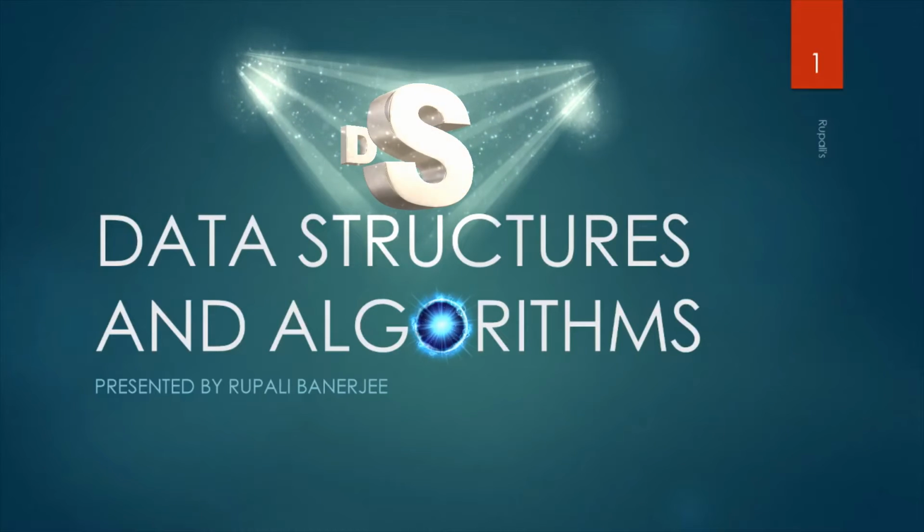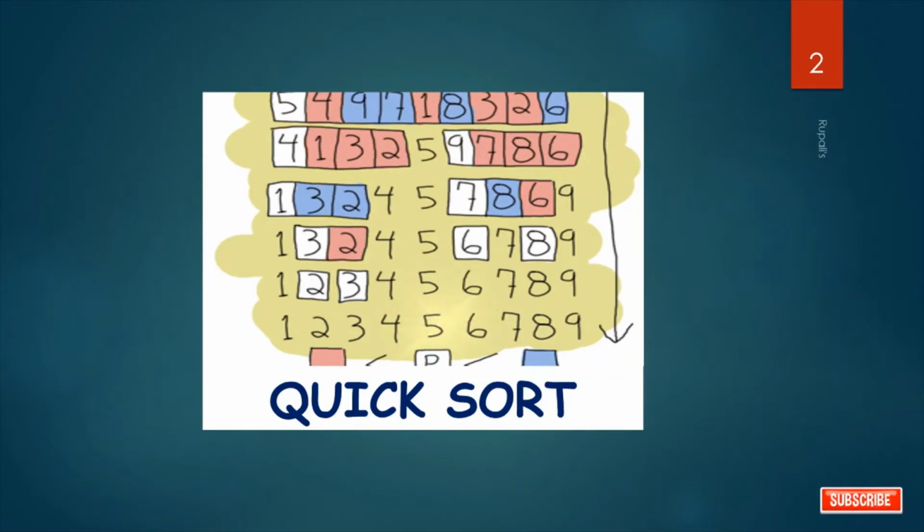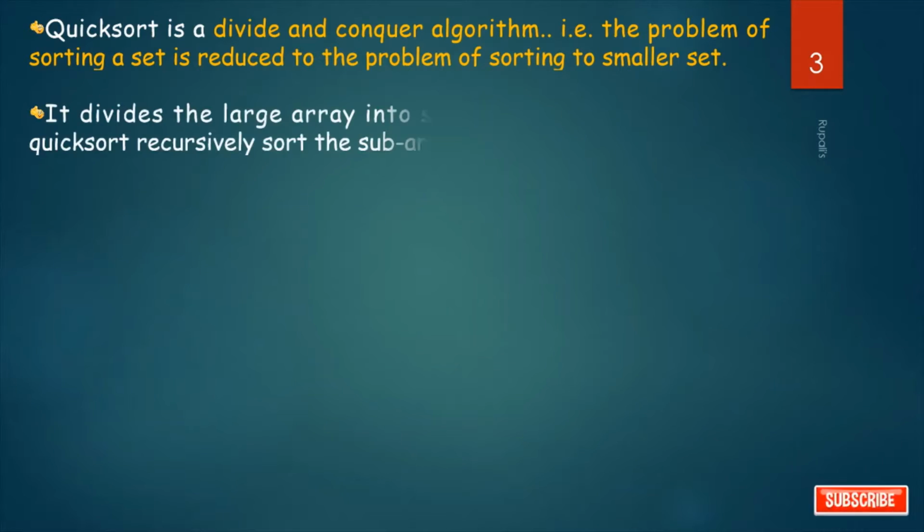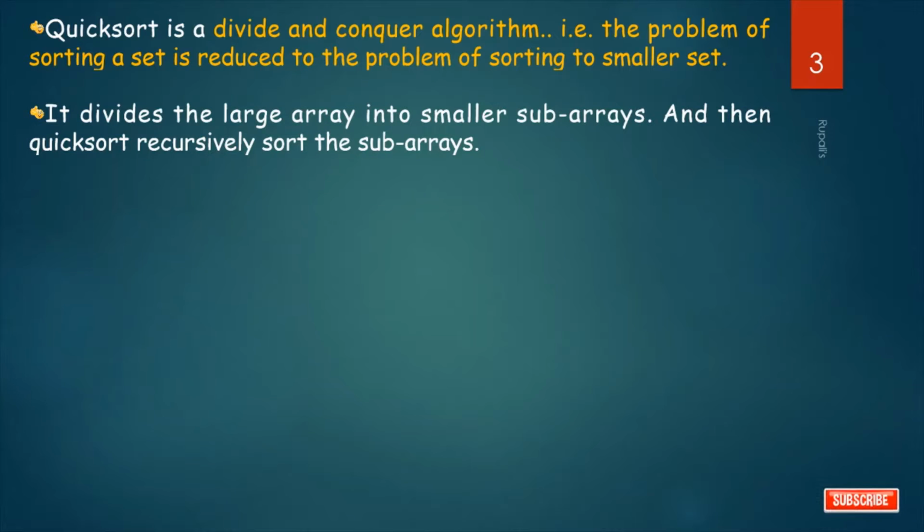Today our topic is Quicksort. Quicksort is a divide and conquer algorithm. That is, the problem of sorting a set is reduced to the problem of sorting a smaller set. Each time we will sort a smaller set than the previous one. It divides the large array into smaller subarrays and then Quicksort recursively sorts the subarrays.